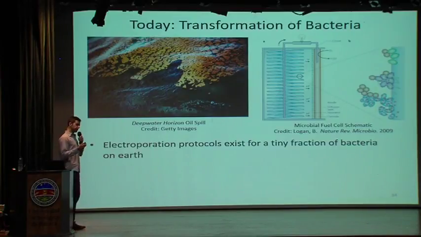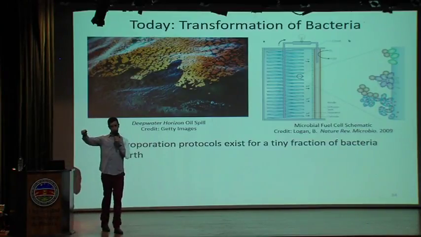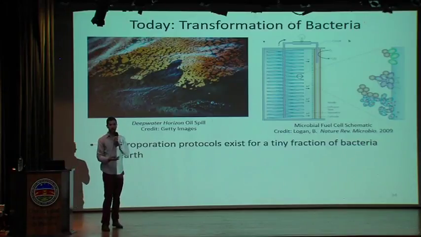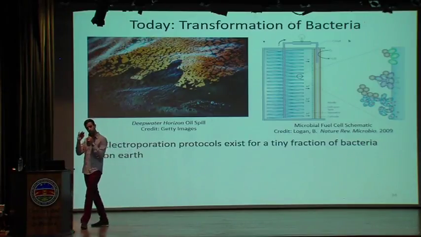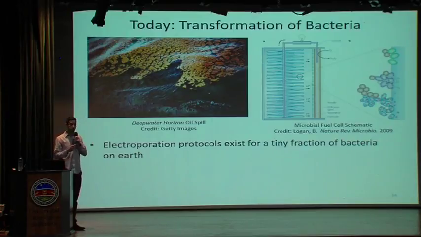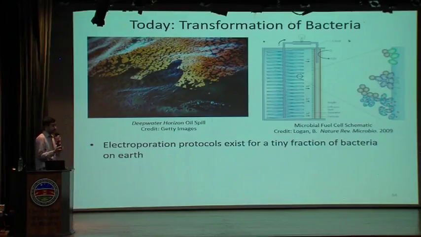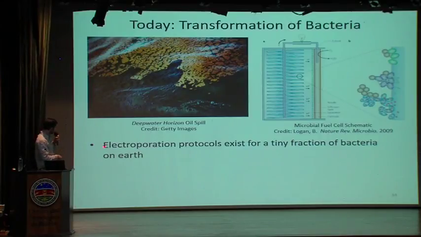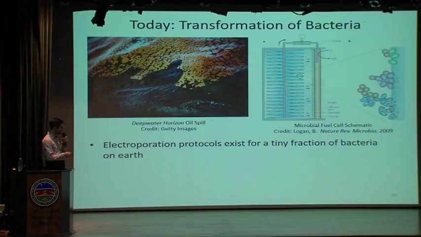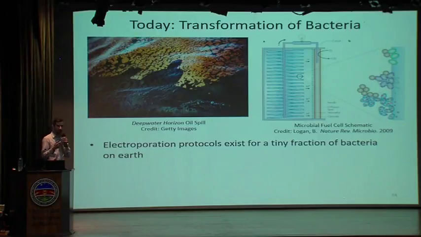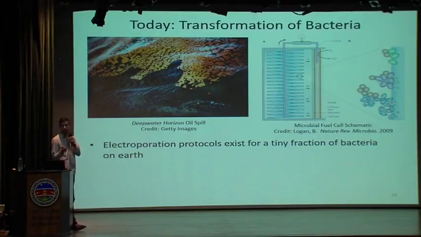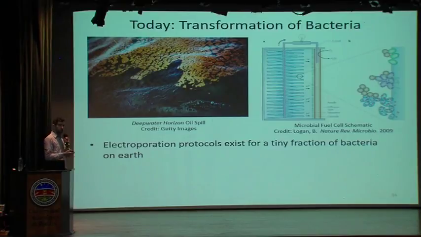The problem is, it's very difficult to use electroporation to insert DNA into bacteria. For most bacteria, we don't know the proper conditions. We don't know the voltage, we don't know what kind of solution we should use to actually successfully get the DNA into the bacteria. So electroporation protocols only exist for a tiny fraction of bacteria on Earth. There are at least 11,000 different species of bacteria, but we only know how to do electroporation for about 100.